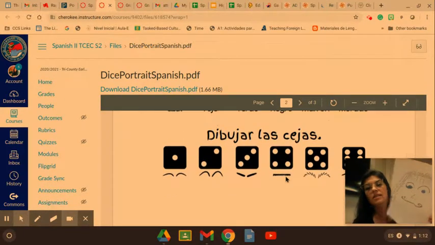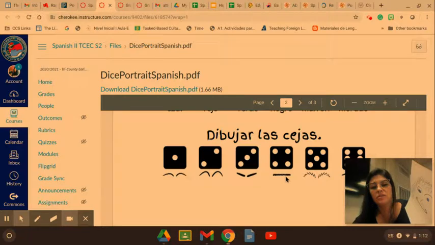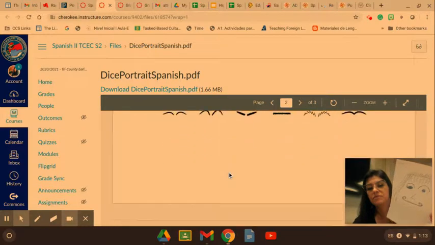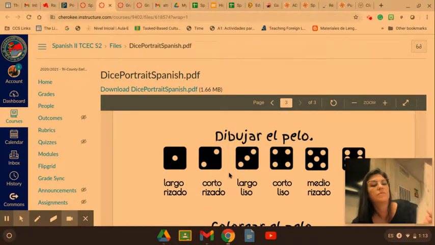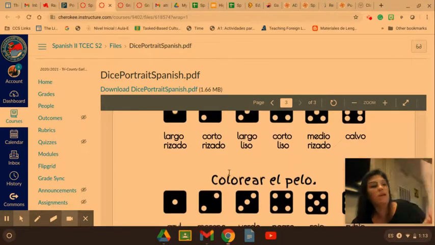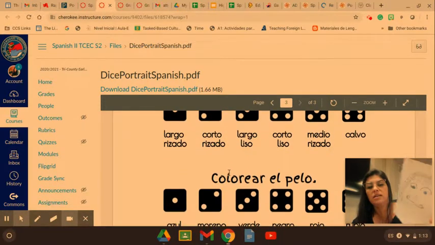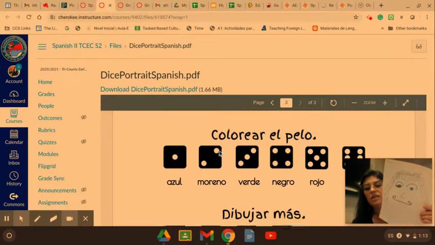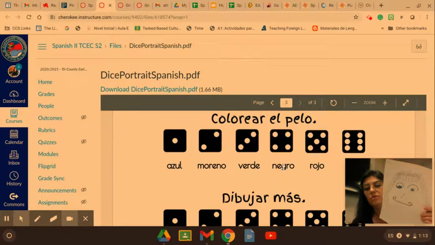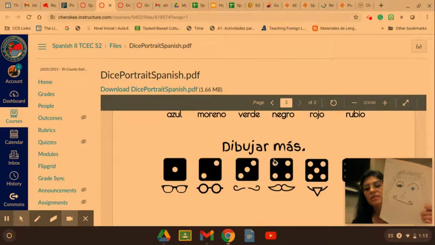And then las cejas, so this person, I think it's kind of like número 1 or número 2. And then el pelo, I think this person has kind of like pelo maybe corto and rizado and el color negro. And then dibujar más, I think this person has number 3.